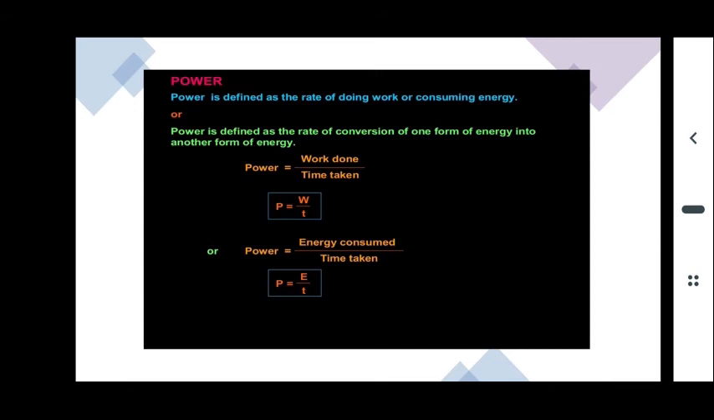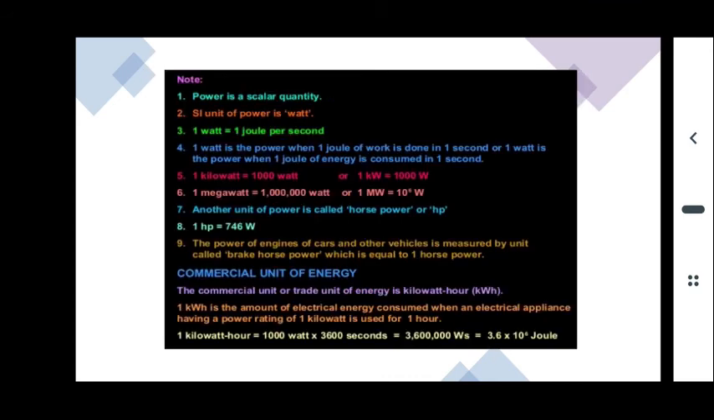So we can define power as work done by time taken, that is P equals W by T. Instead of W, that is work done, we can also write it as energy consumed. So when you consume energy only, the work is said to be done. So P equals W by T or P equals E by T. This is a formula. All the formulas you should remember, students.